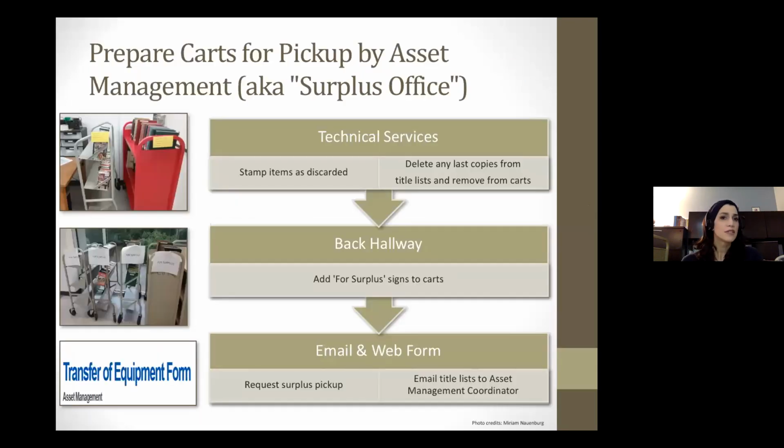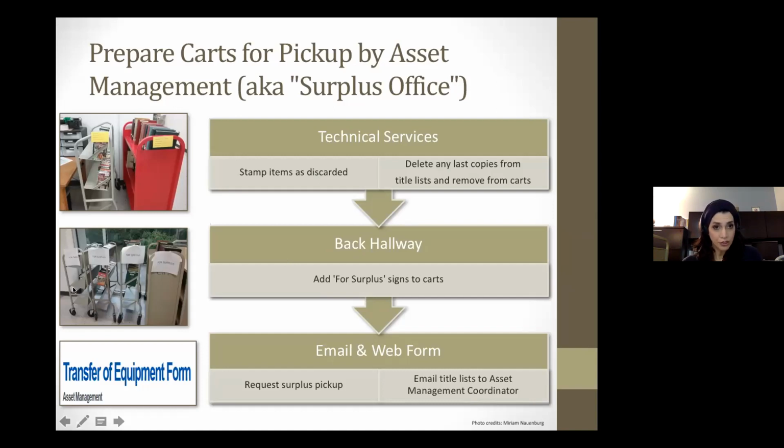The ending processes here are mostly going to depend on your own workflows, but here's what we do here. So in technical services, after that last copy check has been completed, we stamp the items as discarded. We delete any last copies from the title lists and remove those items from the discard carts. And then the carts are moved to the back hallway.